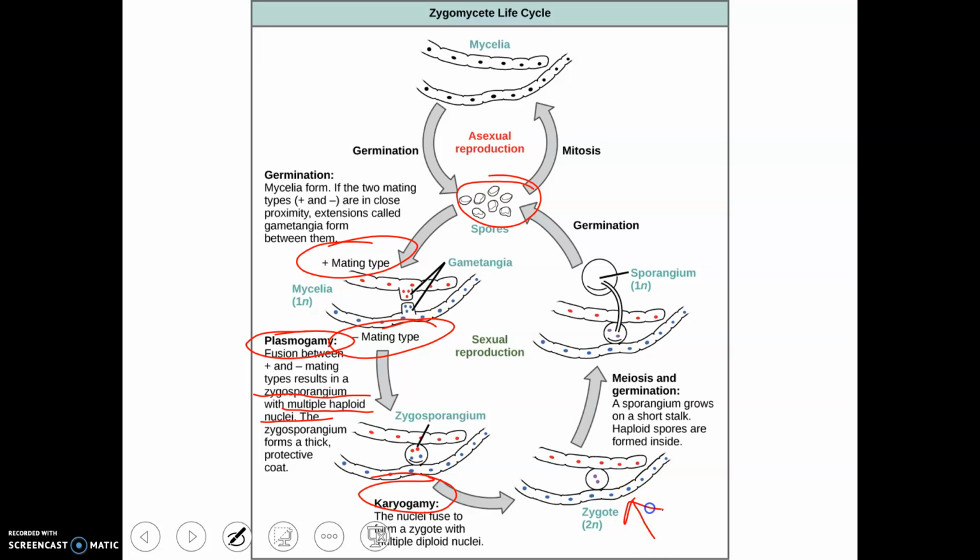And that produces a zygote with multiple diploid nuclei. The nuclei here are purple in the zygote. This is the zygote in the center. They're purple because red and blue make purple. So the nuclei are diploid, not haploid. And then a sporangium grows on a short stalk, and haploid spores are formed inside. So the sporangium germinates or grows from the zygote. The sporangium that forms on the end is haploid, and this occurs by meiosis. So that's the reason it's haploid. And the sporangium releases haploid spores.